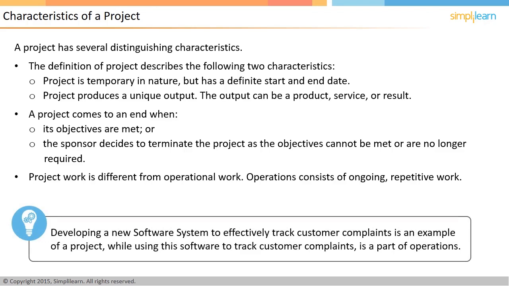Creating a new software system to effectively track your customer complaints can be an example of a project. When the software is successfully developed, the project objective is met, which marks the end of the project. When you start using this software to track customer complaints, you are entering into the operations phase. In the next screen, let us now look into project management.